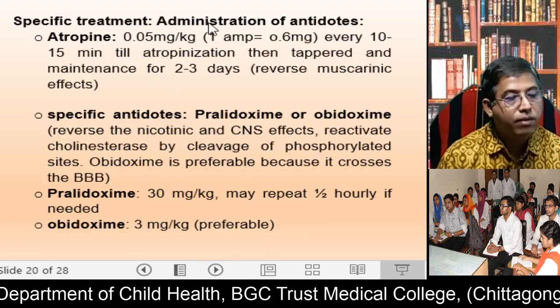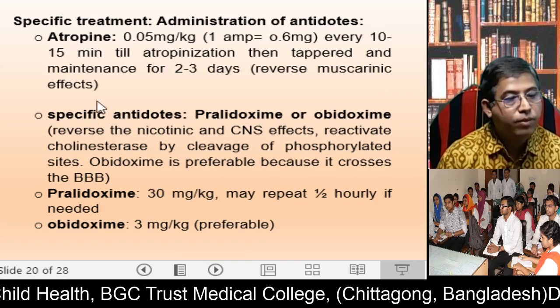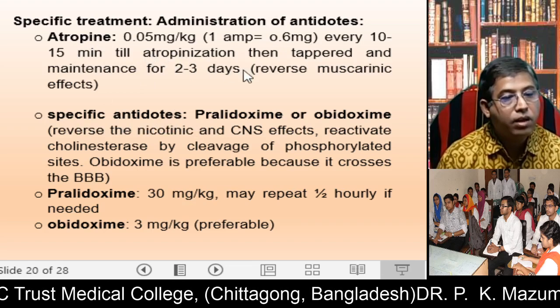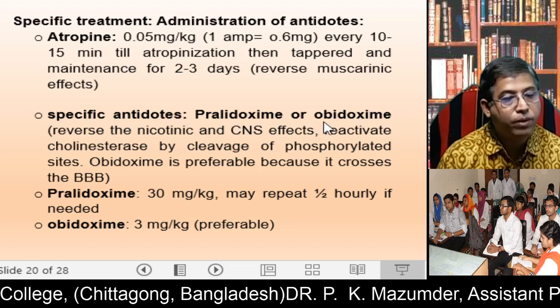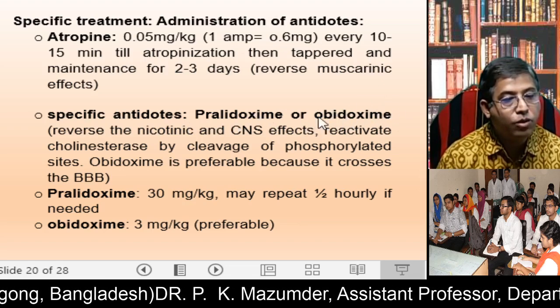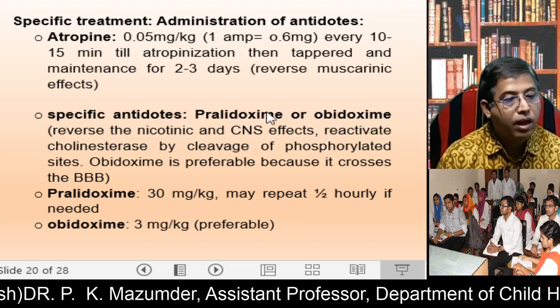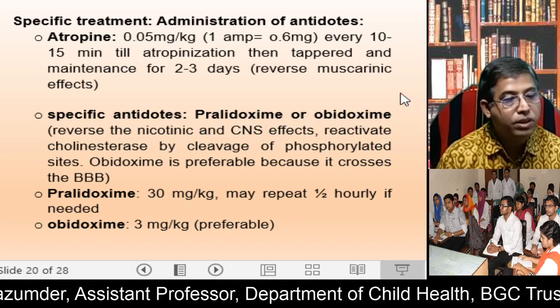Specific treatment by giving the antidote. Atropine is the specific antidote to reverse the muscarinic effect, and the specific antidotes are pralidoxime and obidoxime. Obidoxime is preferable to pralidoxime because it has good entry into the blood-brain barrier, and pralidoxime or obidoxime is the specific antidote for OPC poisoning.